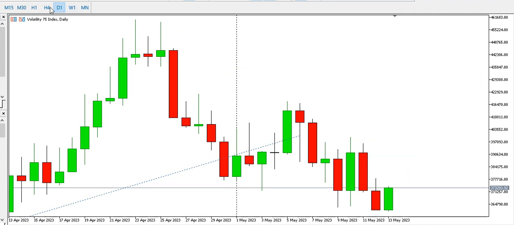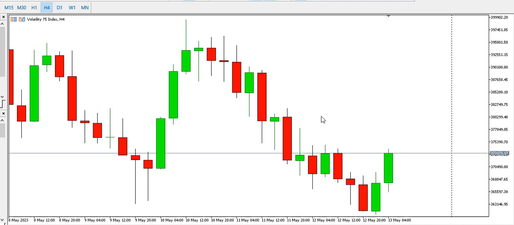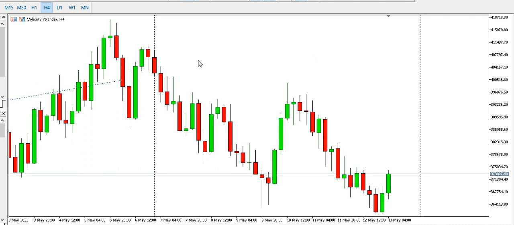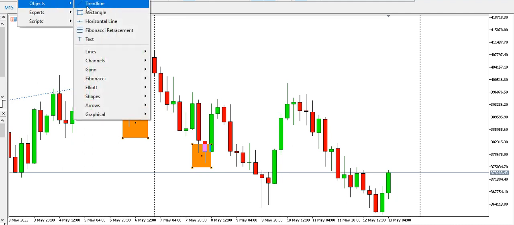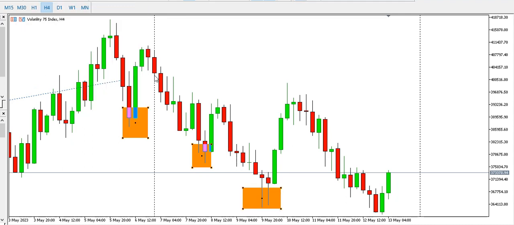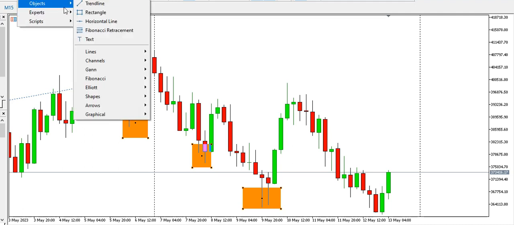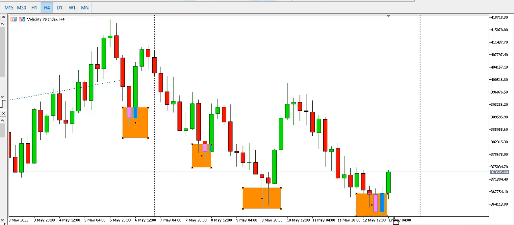Let's look at the 4-hour time frame, volatility 75 index. On the 4-hour time frame, we can see we have a low around here. We have a low around here, and we have a lower low. This is a lower low, and this particular low is lower than the previous lows, and then we have the current lower low.